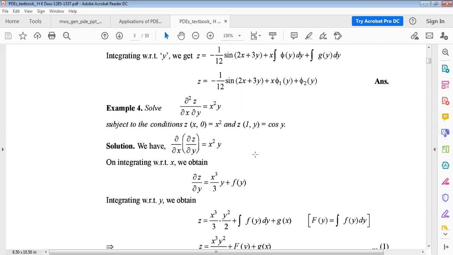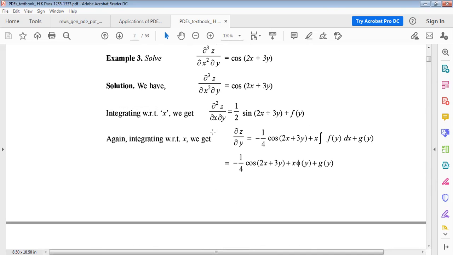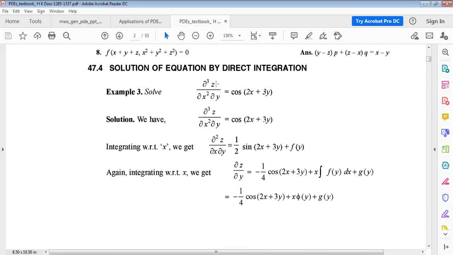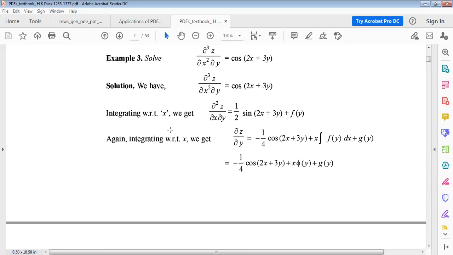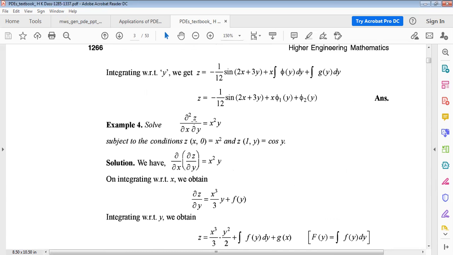Just by taking integration, the differential coefficients will decrease. There are 3 times differentiation, remember it, because it is third order. This is y, and x square, this is the second derivative with respect to x. With respect to x, how many integrations? 2 times. Similarly, del square z by del x del y equals x square y.